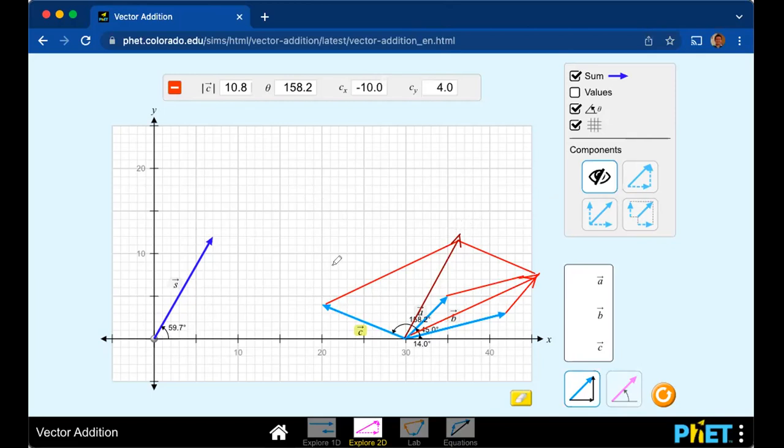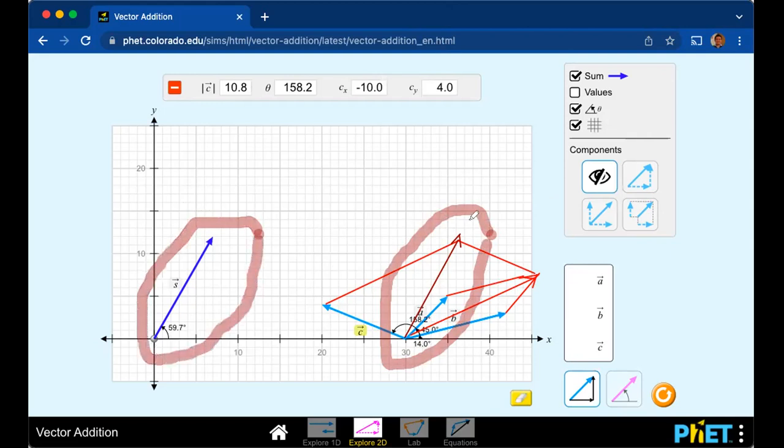Whether you use the polygon method earlier, this is the resultant of the polygon method, the parallelogram method should also get the same answer. So note, they have the same magnitude, same direction. We just used the polygon method here earlier, and we used the parallelogram method here. So you should get the same answer. So you can explore this PhET Colorado software. It's for free, and then you can check your answer.